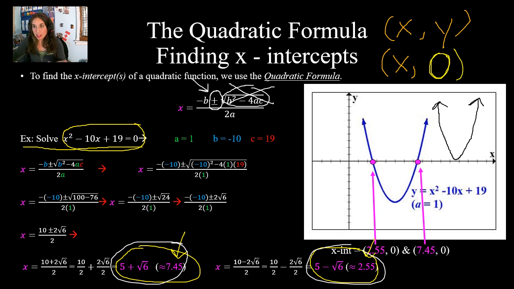But anyway, when you are finding x-intercepts, you're using the quadratic formula to solve for those x values. Your y value will always be 0, and you're using the quadratic formula to find your x values. So hopefully that can help you guys out a bit.